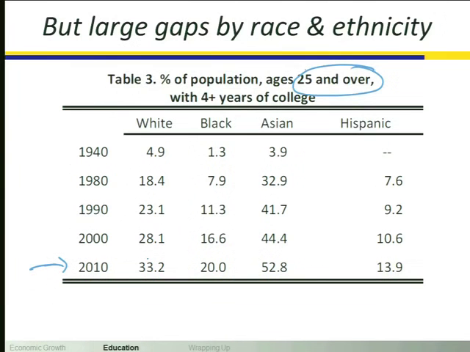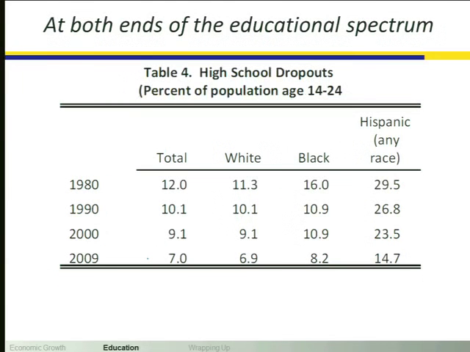Black population about 20%, Asian population about 53%, Hispanic population about 14%. So we get pronounced differences in the likelihood of being a college graduate depending upon race or ethnicity. These gaps are present at both ends of the educational spectrum. You can also see big differences by race and ethnicity if we look at the preponderance of high school dropouts.